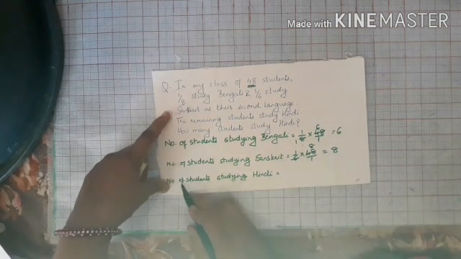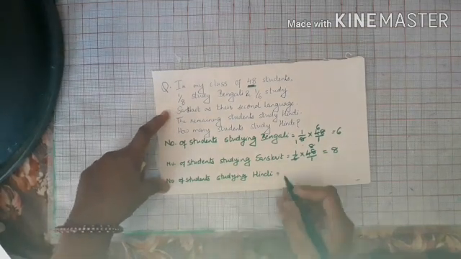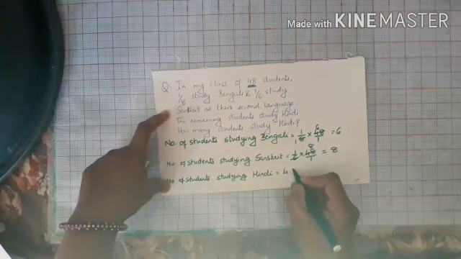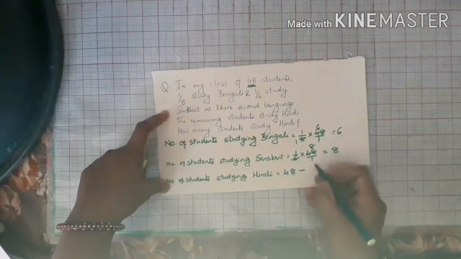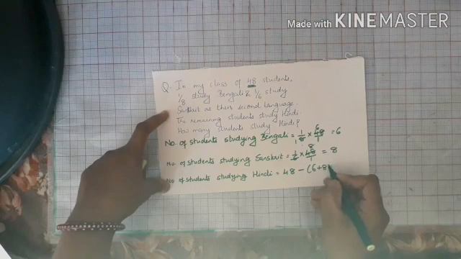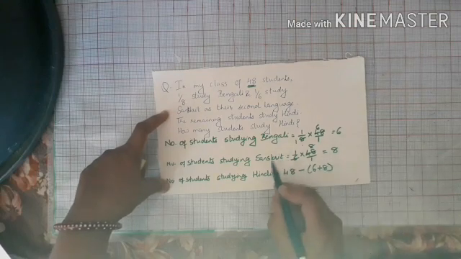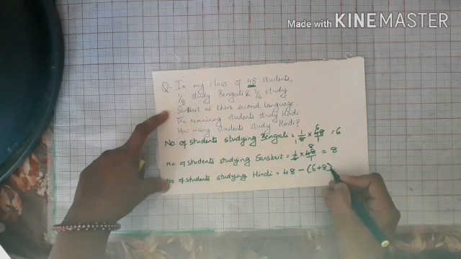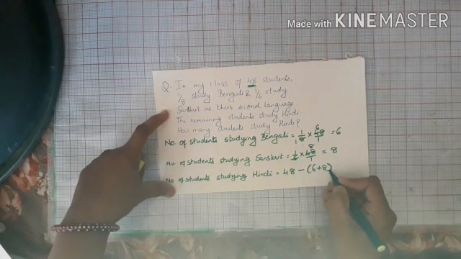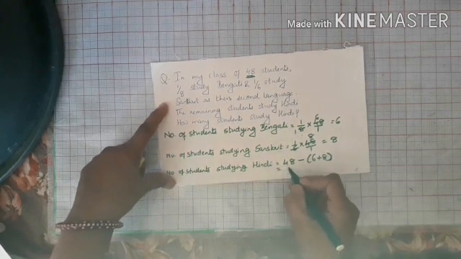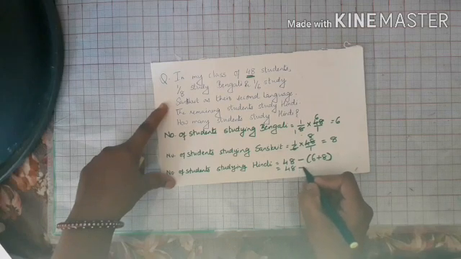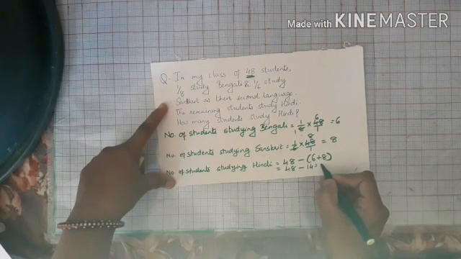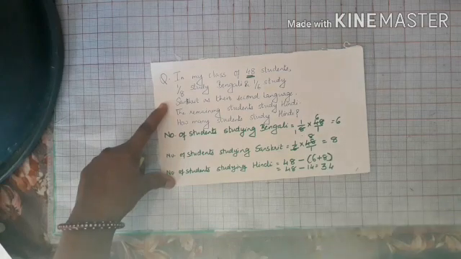Now I have to find out the number of students studying Hindi. The total number of students was 48, and 6 and 8 studied Bengali and Sanskrit together. Remember to write those two numbers inside the bracket. So here it will come as 48 minus 14. So this is 34.